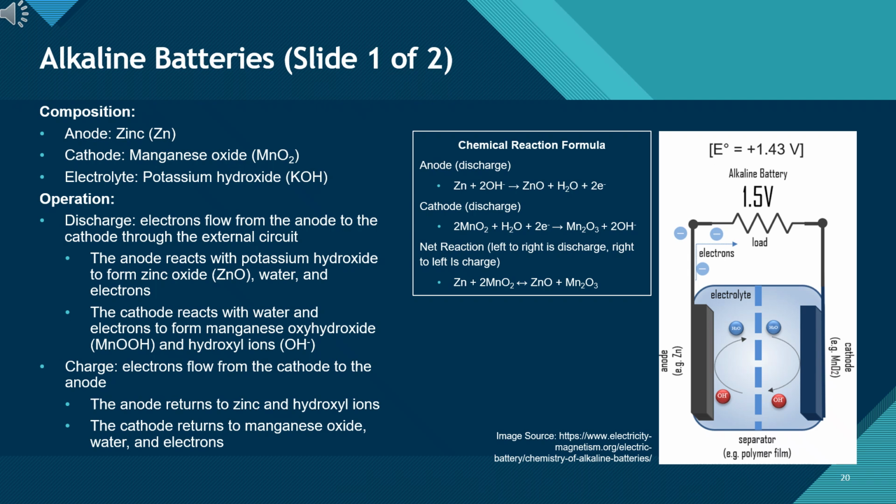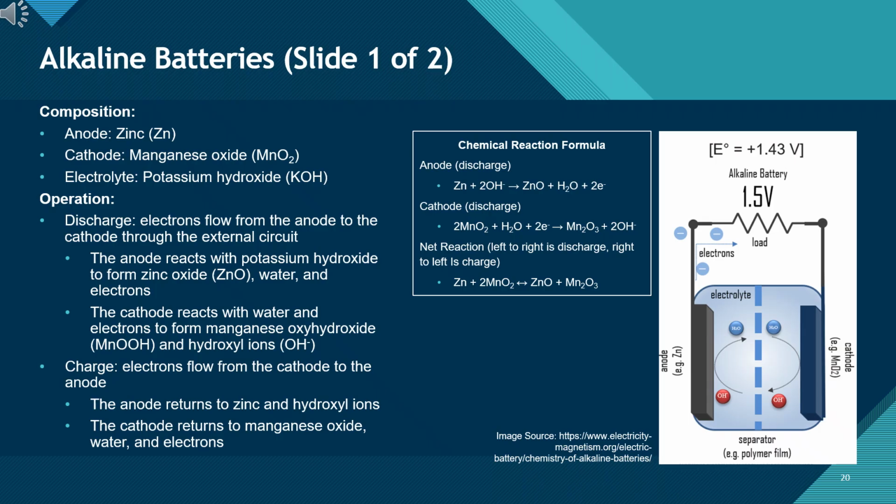Alkaline batteries. Slide 1 of 2. Now let's take a look at alkaline batteries, one of the most common primary battery types. You can see the basic components here: a zinc anode, a manganese dioxide cathode, and a potassium hydroxide electrolyte.